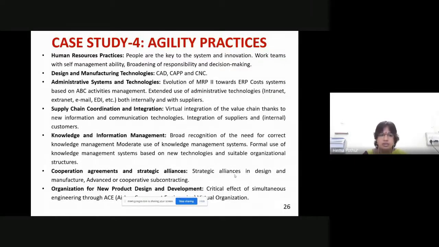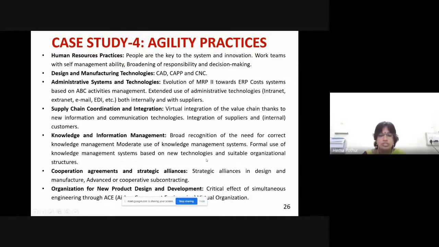The people are the key to the system for innovation. The work teams have self-management ability, broadening of responsibility and discretion. Already they have incorporated that, but they have not incorporated the flexible manufacturing system in this particular case. They have also adopted MRP and ERP along with flow lines of information flow through either intranet or extranet facilities, both internal and external. There will be a continuous flow of information from the external suppliers to the internal suppliers. Supply chain coordination, virtual integration of value chain thanks to the new information systems and software they have incorporated, so that there will be supply chain coordination and integration internally and with the suppliers, and the knowledge information system.